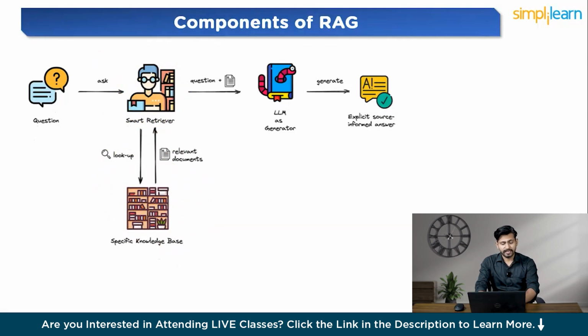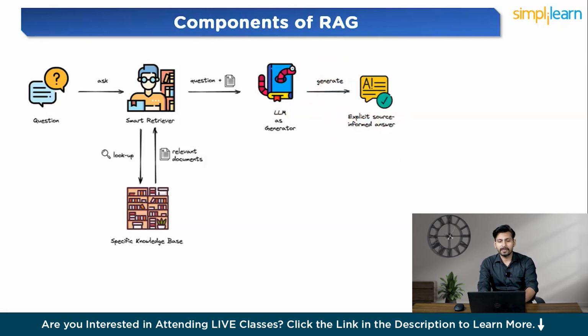So, guys, let us take an example. Suppose you type a question. So, there will be a smart retriever. So the smart retriever is going to look for a specific knowledge base and it is going to give the relevant documents. Now, the question plus the relevant documents are going to be sent to the LLM as a generator, and then it's going to generate an explicit source-informed content. So you can see how RAG is working in this scenario.